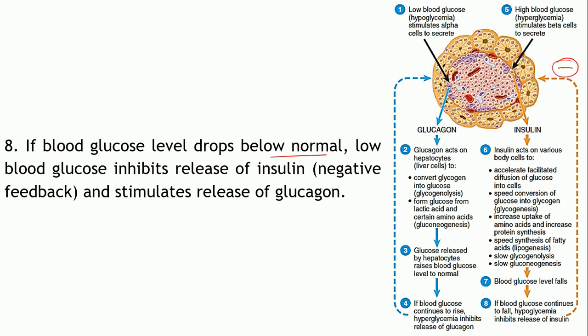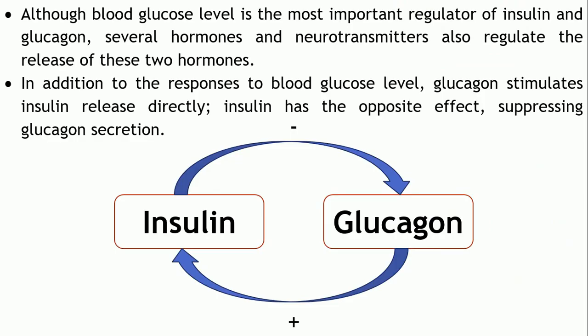So it will stop the release of insulin. So as it stops the release, what will happen? All these actions also will get inhibited. Okay, so it will help in bringing back the blood glucose level to normal. Okay, so this is how the control of release of insulin and glucagon take place. Okay, so it's an important regulator, the blood glucose level, for the release of these two hormones.